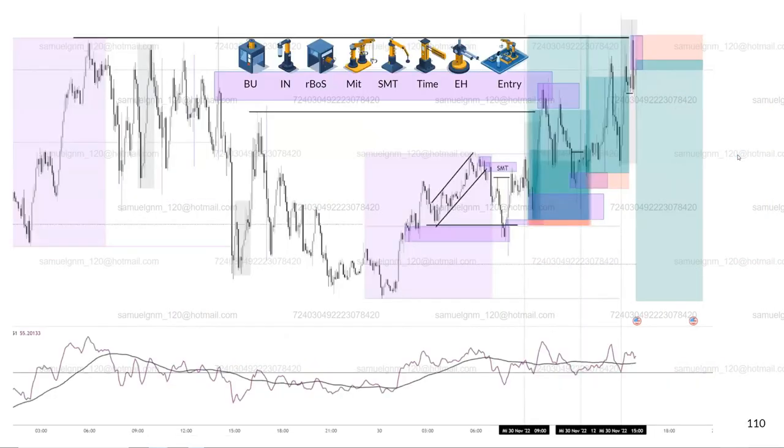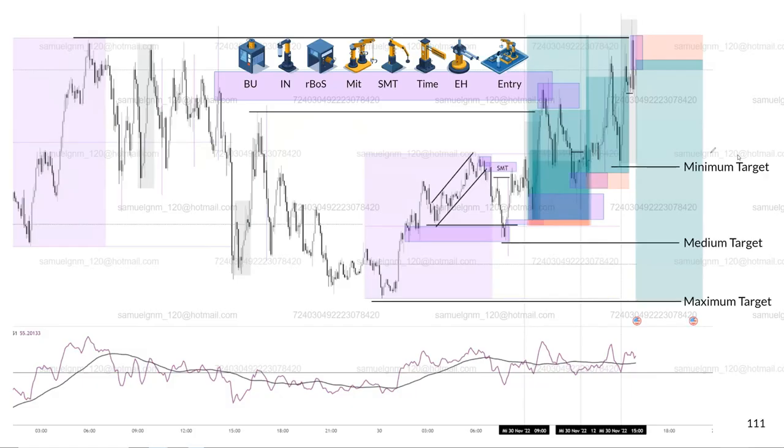Right, so back to the M5, we have everything checked: build up, inducement, relevant break of structure, mitigation, smart money trap, timing, entry helper, and also entry. What is missing though, after proper risk management, of course, after proper execution, is the minimum and medium and maximum target. Minimum target, aggressive one, of course, the next relevant break of structure in here. Medium target, Asia midline, points in here, maximum target, equal lows of Asia low in here. If that's in, you just sit back again, whatever target you choose in this scenario.